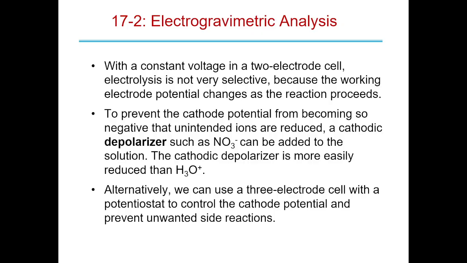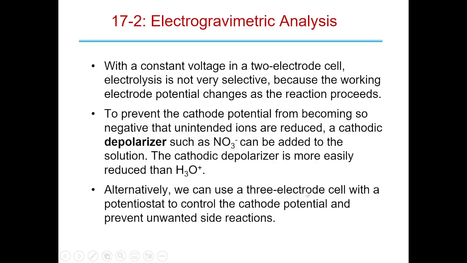So with a constant voltage in a 2-electrode cell, electrolysis is not very selective because the working electrode potential changes as the reaction proceeds. So to prevent the cathode potential from becoming so negative that unintended ions are reduced, a cathodic depolarizer, such as NO3-, can be added to the solution. The cathodic depolarizer is more easily reduced than H3O+. So essentially, this keeps you from doing other reactions there that you don't want to do. Okay?